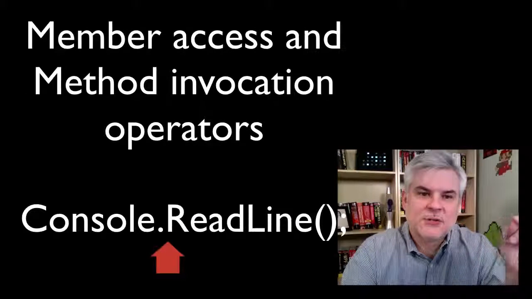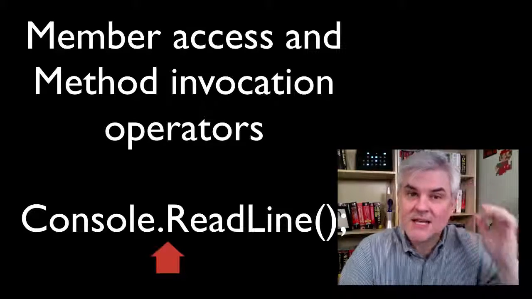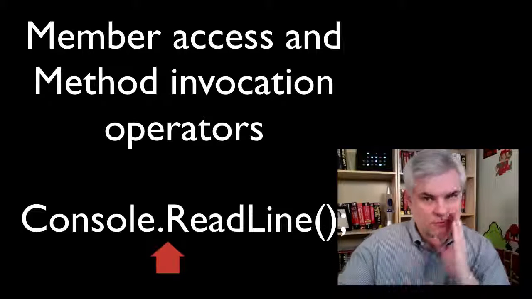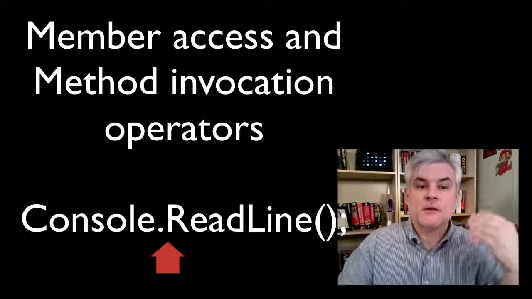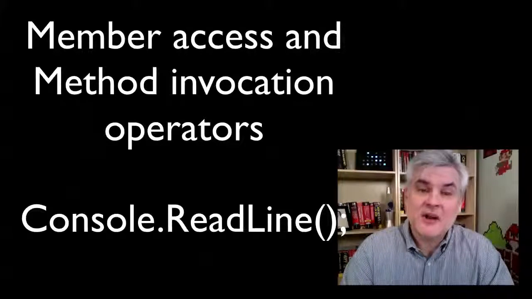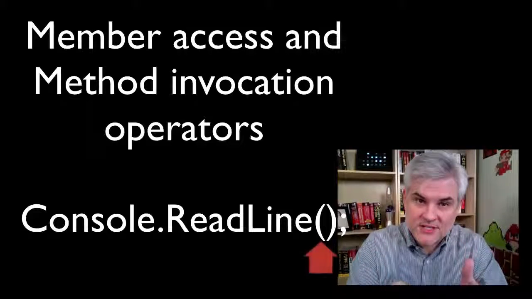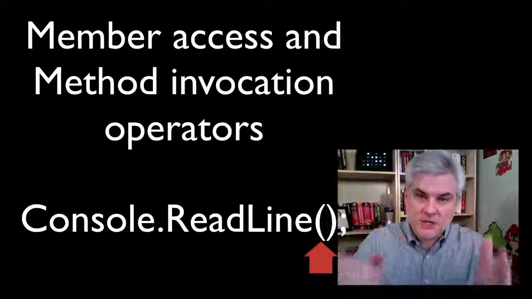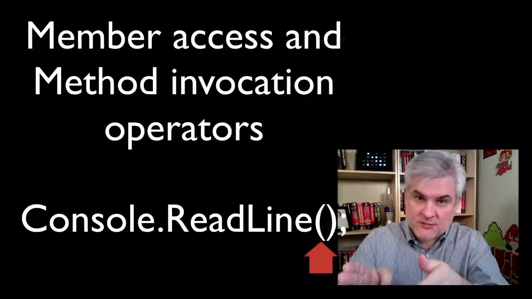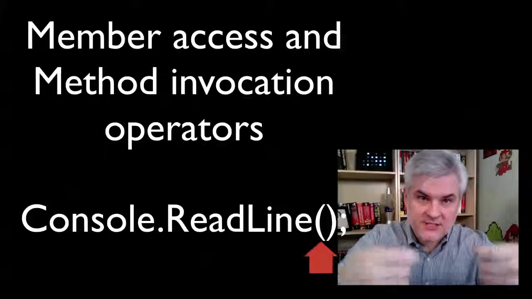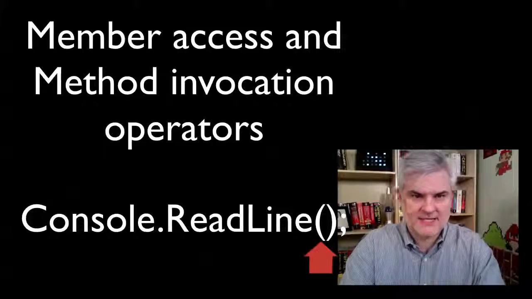Remember the dot notation. Console dot read line. That's how we get member access. We have a class and we want to access one of its members, one of its methods or properties. We'll talk about properties later, by using the dot notation for member access. And then also we said earlier that the parentheses are used for method invocation. So by virtue of the fact that we use the open and close parenthesis, or we even insert some arguments for the parameters, we are saying we want to call this method. We want it to perform its task.